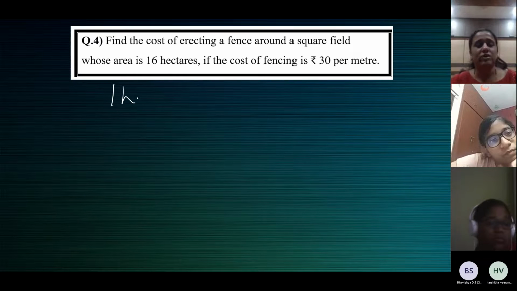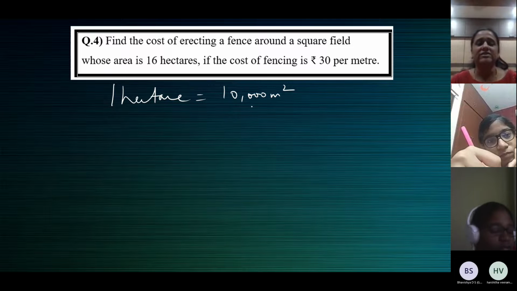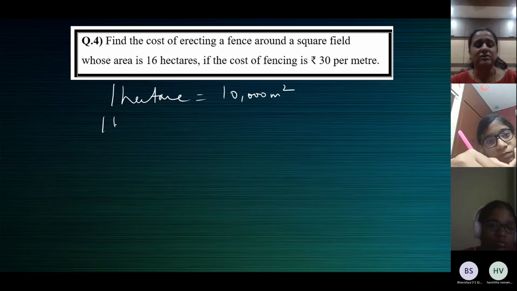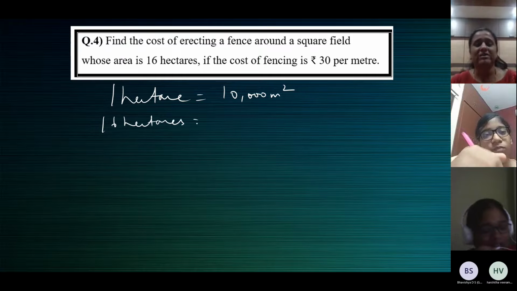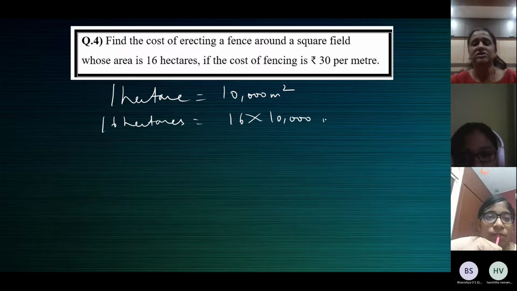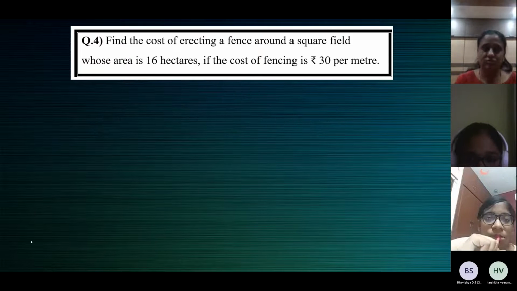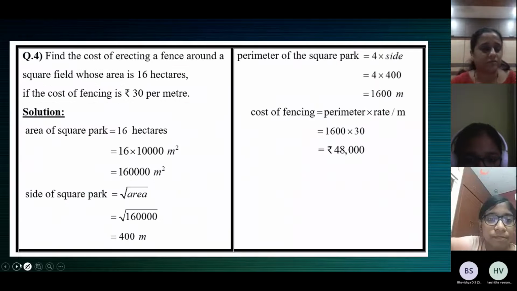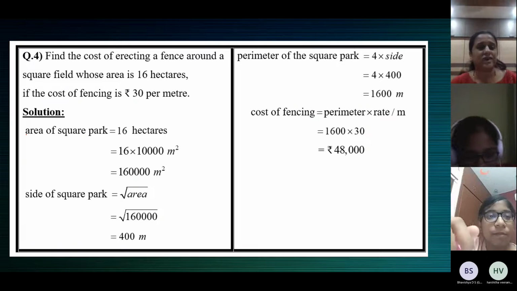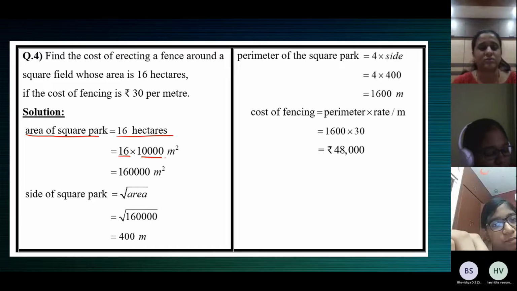So 1 hectare is an area of 10,000 meters square, not centimeter square, meter square. 16 hectares will be 16 into 10,000 meters square, that is 1,60,000. Let me show you the answer slide directly. See here, children, area of the square park is 16 hectares. That means 16 into 10,000 meters square or 1,60,000 meters square.